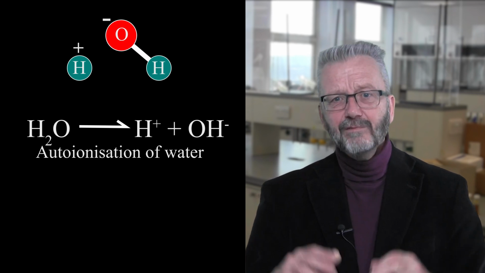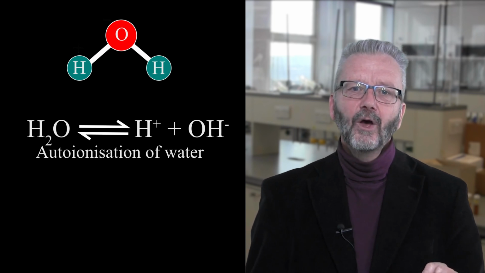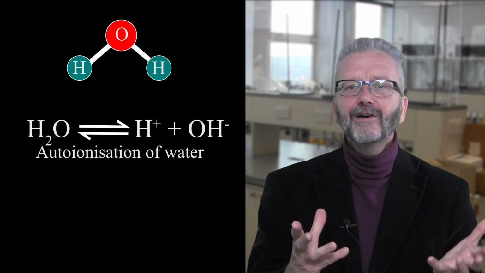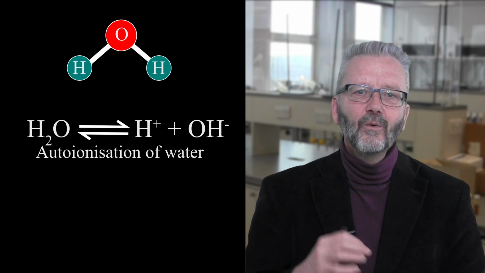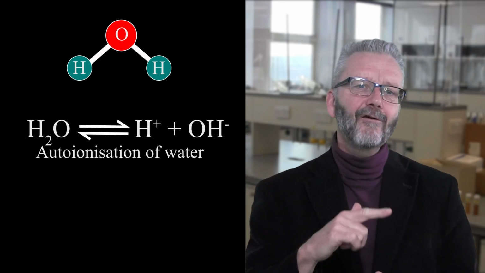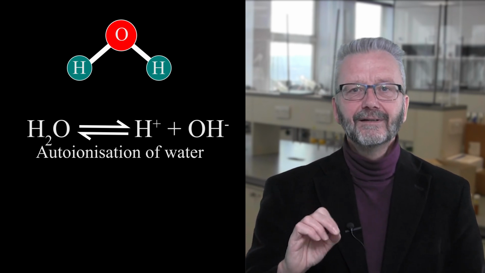However, these products can recombine to form water again. We have a constant back and forth going on, a reversible reaction. We end up with a situation where the forward reaction is supplying ions as quickly as the back reaction is consuming them. We say that the system is at equilibrium. Equilibria occur a lot in chemistry. Don't blame me, it's just the way it is.